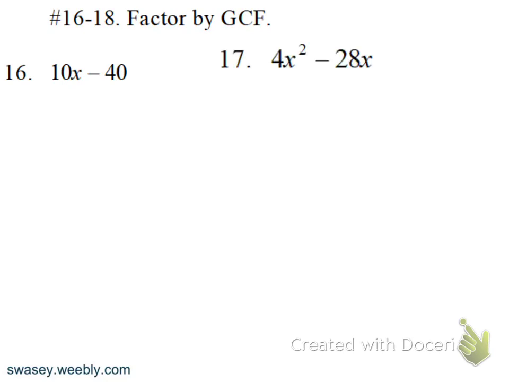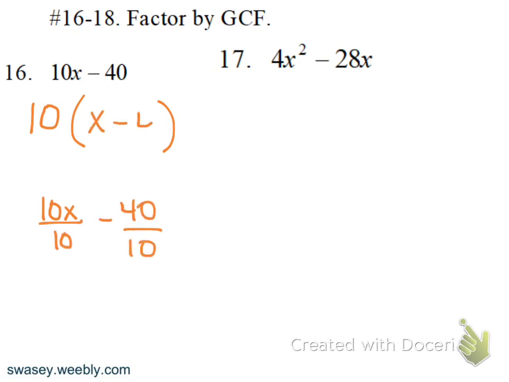We're factoring by greatest common factor. If you look at your list for 10 and 40, biggest number they have in common is 10. You could also know that by just any number that ends in 0 has 10 as a factor. 10x divided by 10 is x. Negative 40 divided by 10 is negative 4. You can check by distributing.